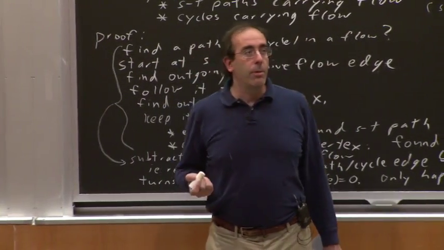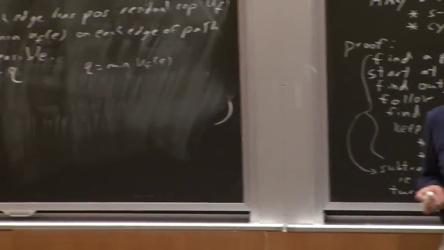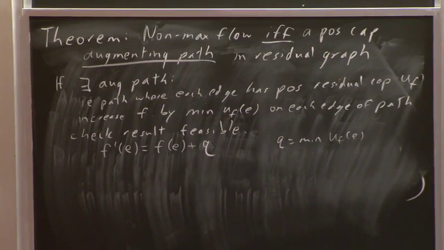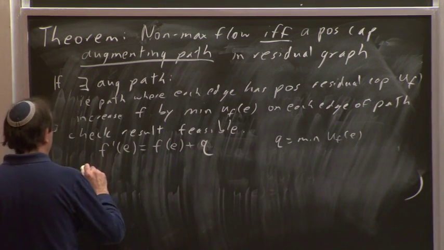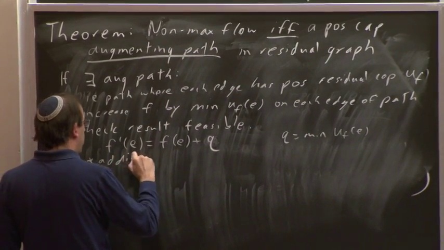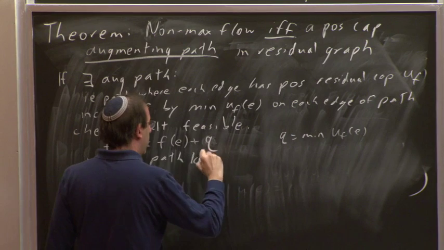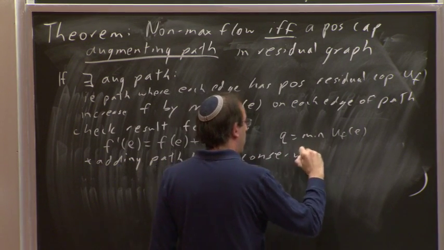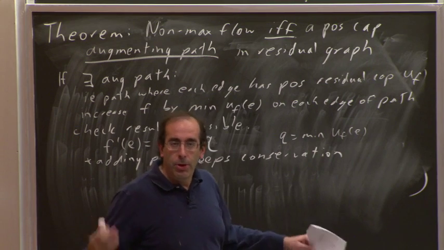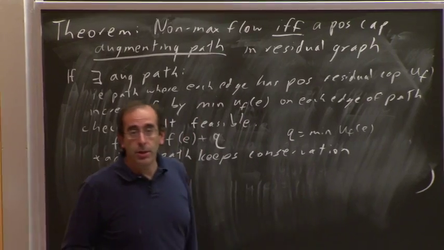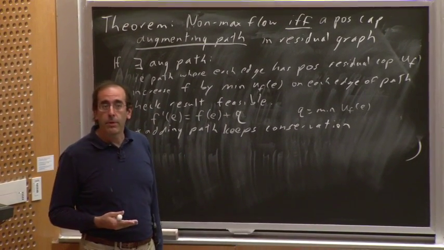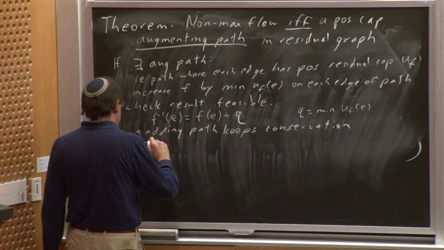So let's take it one step at a time. If I add this quantity to every edge on the augmenting path, do I still have a flow? Let's not worry about the feasibility question, but do I still satisfy the conservation requirements? Sure, right? Adding on a path doesn't affect conservation. Because after all, I'm adding incoming flow and outgoing flow to each vertex on the path. It doesn't change the net flow to the vertex. Okay? So the only question now is capacities.